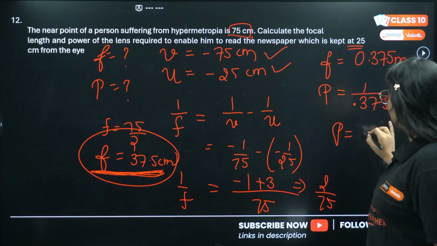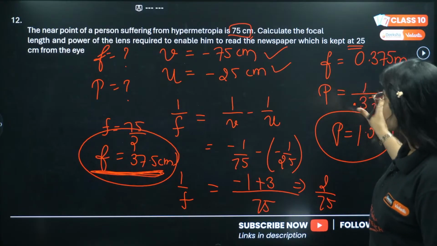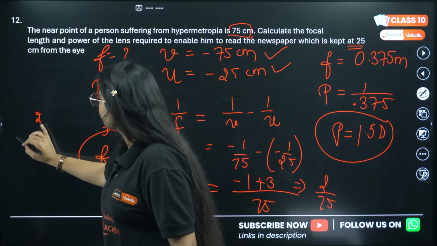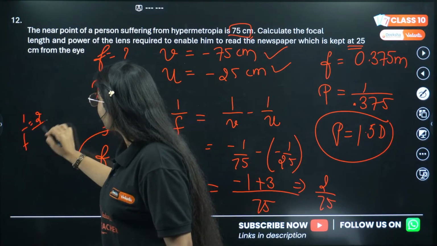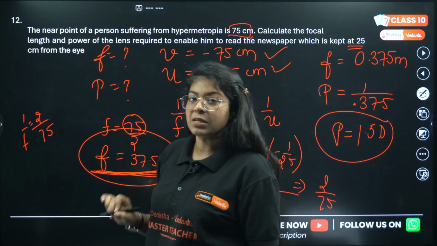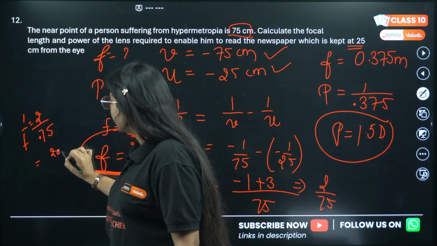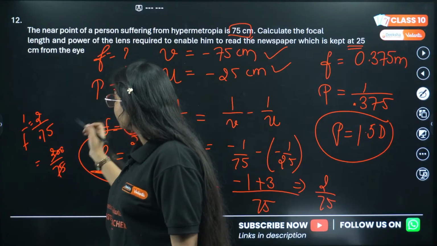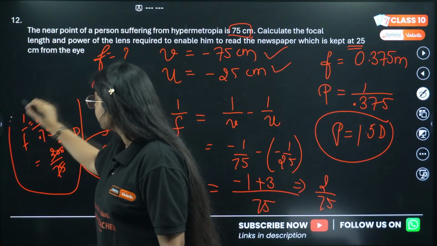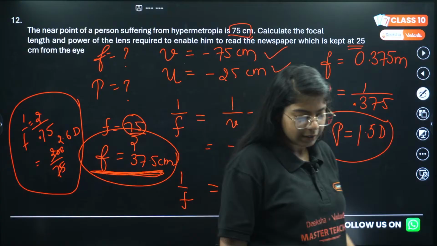Okay, so this will be 1.5 diopter. Correct? If you think this calculation is hard, just do the inverse of focal length. That will be 2 by 75, and this 75 is in centimeters, you need to convert it into meters. That will be 200 divided by 75, and hence you can easily see this will be something around 2.6 diopter. Correct? If you don't want to do the calculation of 1 by 0.375, of course that's hard.